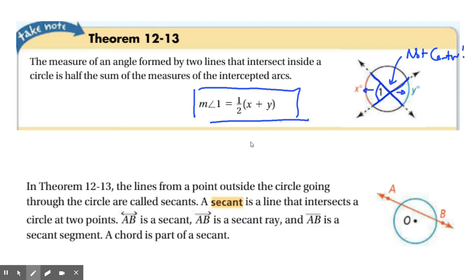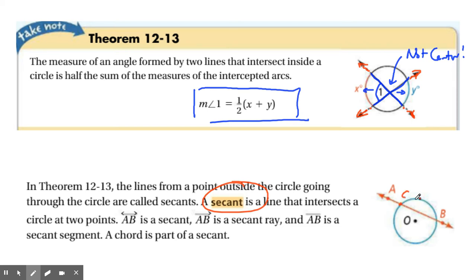Now, the reason I have this definition down here is because what they have shown here is they've extended these chords beyond the circle. And when you take a chord and you extend it beyond the circle, you get what's called a secant. A secant is a line that intersects the circle at 2 points. So you can see line AB is a secant because it goes beyond the circle.